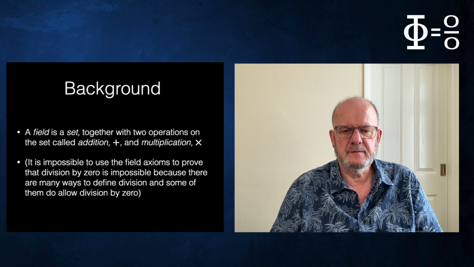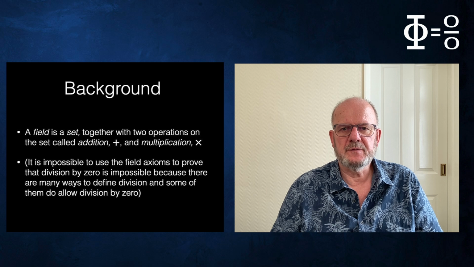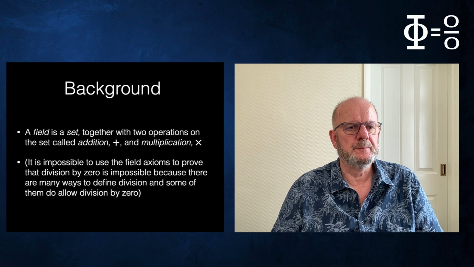Now many people mistakenly believe that division by zero is impossible, and they mistakenly believe they can prove that using fields. But take a close look. A field has just two operations, addition and multiplication. It doesn't have an operation of subtraction, it doesn't have division. So we're not going to be able to prove that division by zero is impossible because we don't have division. And even if we add division to a field, there are many ways of adding it, and some of those do allow division by zero.